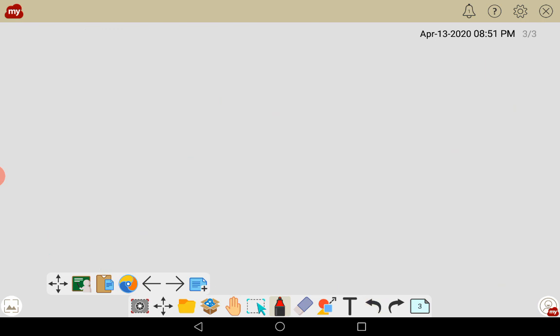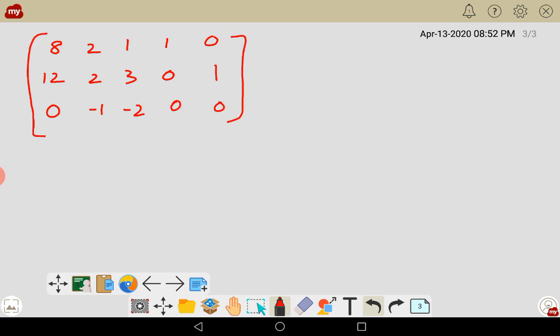So we'll go to the next page, right? Let me take the table along. First row 8, 2, 1, 1, 0. Second row 12, 2, 3, 0, 1. Third row 0, negative 1, negative 2, 0, 0. Okay, this is the given matrix for us. Now this is a 3 by 5 matrix. Our aim is to make this element 1 and other elements in the column zeros.